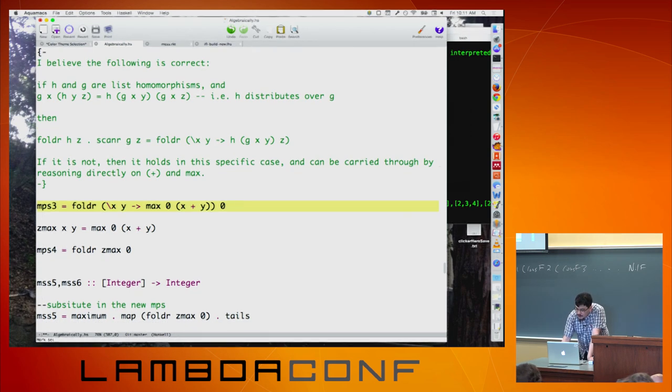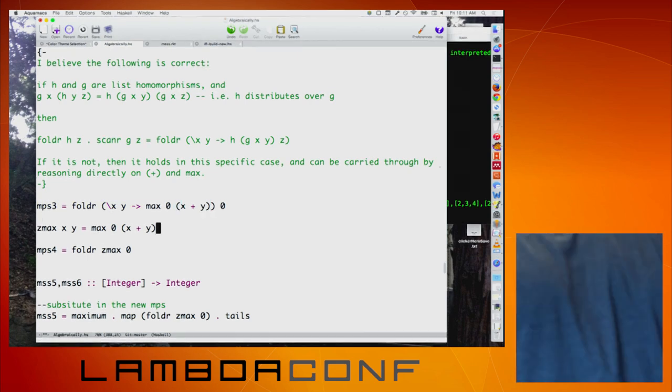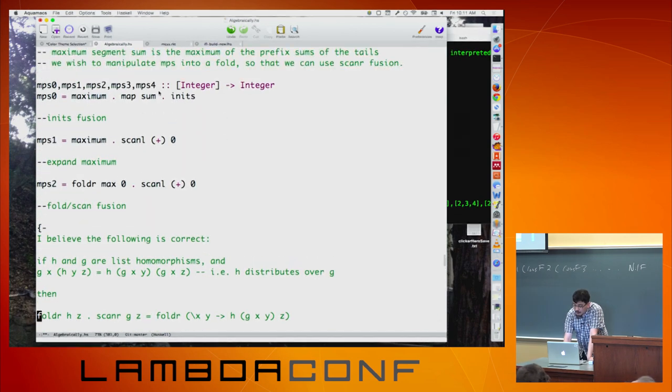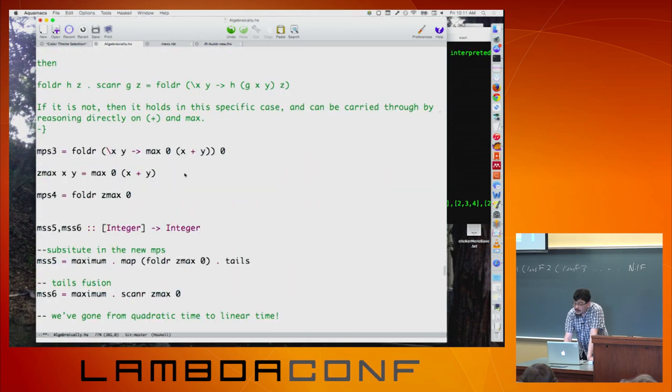So here we go. We're just going to apply that little result. And so now we have a single fold, which is what we're looking for. We've taken this guy and we're just going to rename that little lambda expression into zmax. And so now mps4, which was, as you'll recall, maximum . map sum . inits, has now, by a series of correct steps, been turned into a single fold: foldr zmax of 0.